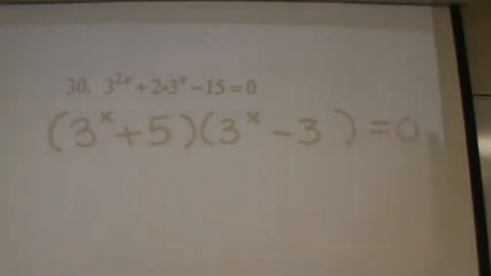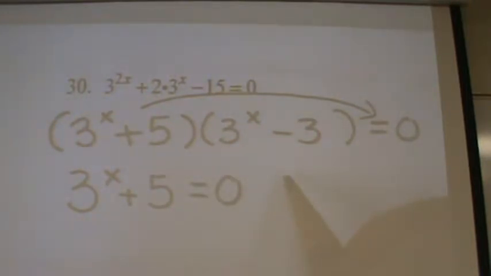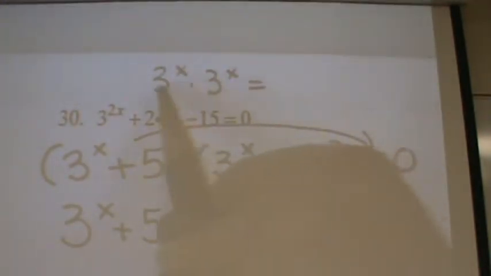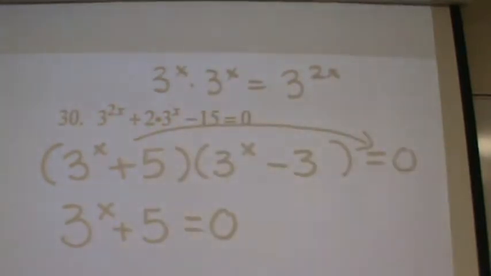So set each of these equal to 0. So 3 to the x power plus 5 is 0. Would that be 9 to the 2x? No, this times this is 3 to the 2x. That's right. When you multiply 3 to the x times 3 to the x, if the bases are the same, you leave the base the same and you add the exponents. Remember that?